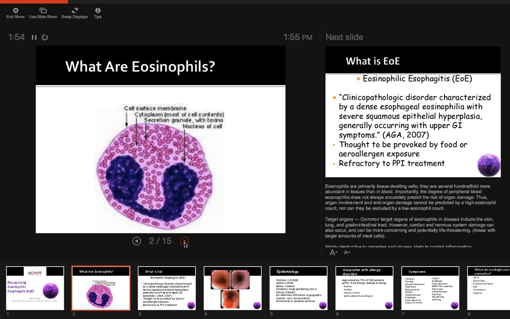We most likely see eosinophils when we're looking at blood counts, but in reality, eosinophils are more tissue-dwelling cells, several hundredfold more abundant in tissues than in blood. What's important to note is the degree of peripheral blood eosinophilia does not always accurately predict the risk of organ damage or damage to tissue.